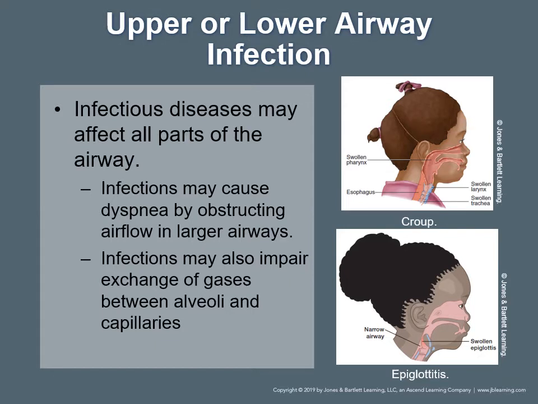Upper or lower airway infections. Infectious diseases may affect all parts of the airway. Infections that impair airflow through the airways are problems of respiration. Infections may cause dyspnea by obstructing airflow in the larger airways as a result of the production of mucus and secretions. Infections may also impair exchange of gases between the alveoli and capillaries. Table 17.5 shows infectious diseases that are associated with some degree of dyspnea.